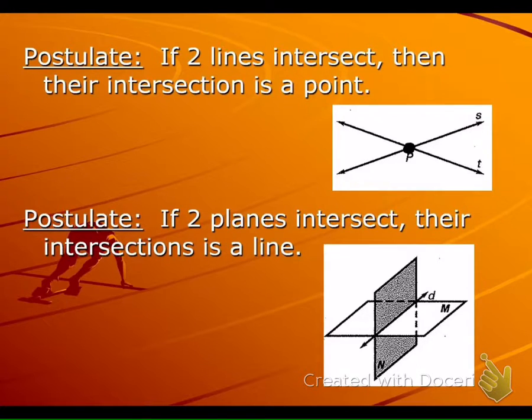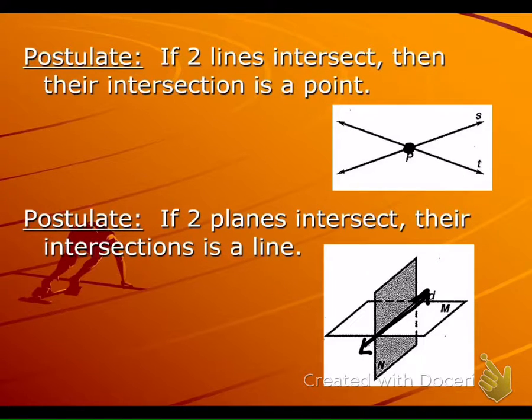If you have 2 planes that intersect, planes are flat surfaces, like where the front wall meets the floor, there's a whole bunch of points where those meet. It forms a line, actually. So 2 planes intersect to make a line. And again, just think of where the wall meets the floor. That whole baseboard, that would be the line of intersection.